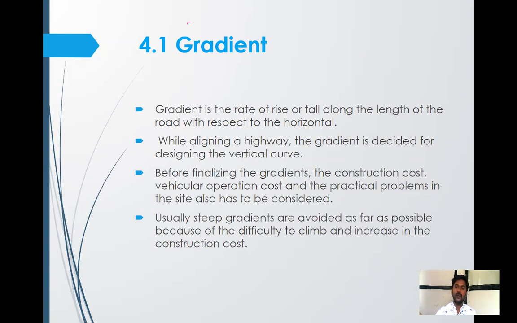While aligning the highway, the gradient is decided for designing the vertical curves. Whenever we are dealing with the vertical curves, we need to understand the gradient concept. And also we need to understand how much gradient should be provided, that is, what the maximum percentage of gradient should be and what the minimum percentage should be, depending on the terrain. Whether it is a rolling terrain, a steep terrain, a level plain, or a mountainous region, depending on the terrain condition we need to decide what type of gradient to provide on that curve.